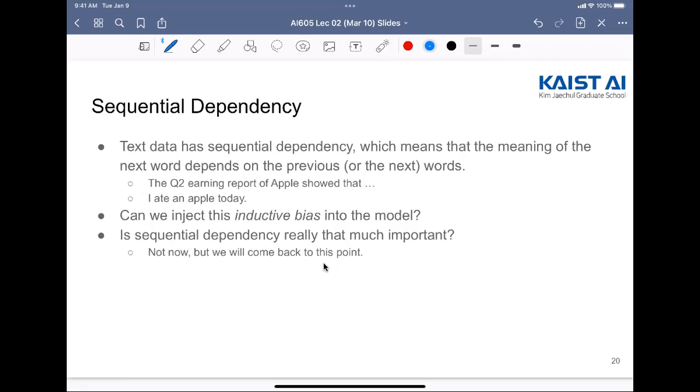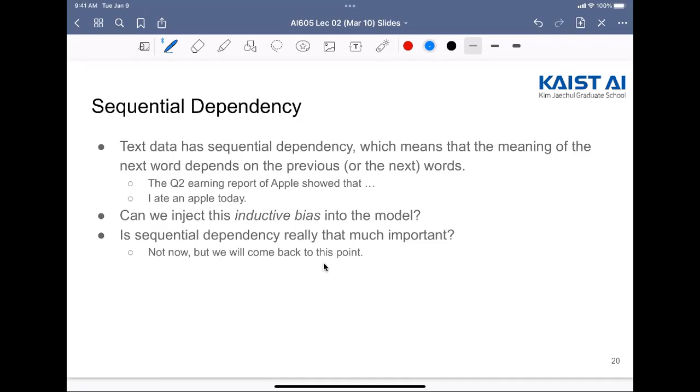Then the issue with that is that we're considering the entire input as one vector. And that's bad because you cannot model the sequential dependency among the tokens, right? But we know that text data has sequential dependency, which means that the meaning of the next word depends on the previous word.